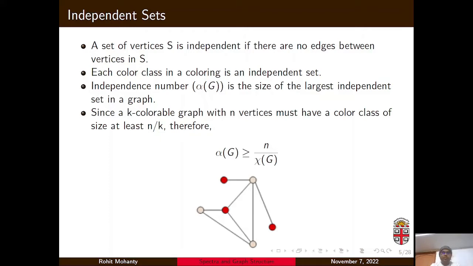So this is pretty straightforward, and since a k-colorable graph with n vertices must have a color class of size at least n by k, therefore alpha(G) is greater than or equal to n by chi(G). This is also pretty straightforward, because as we are saying, the size of a color class must be at least n by k. So this gives us a lower bound on alpha(G), that is alpha(G) is greater than or equal to n by chi(G).